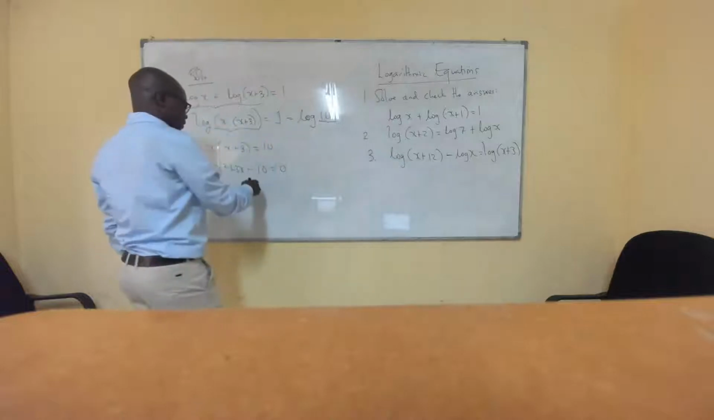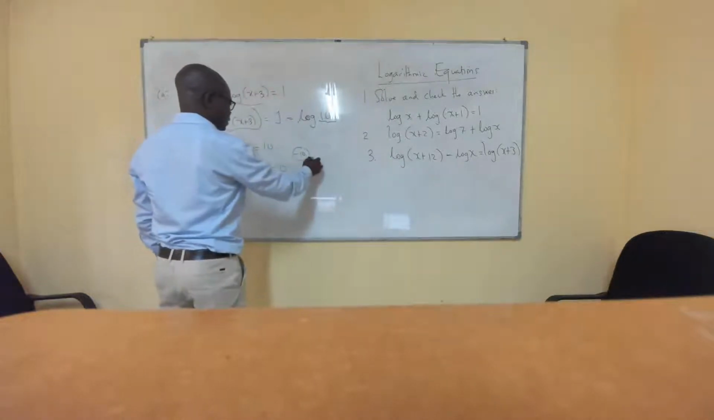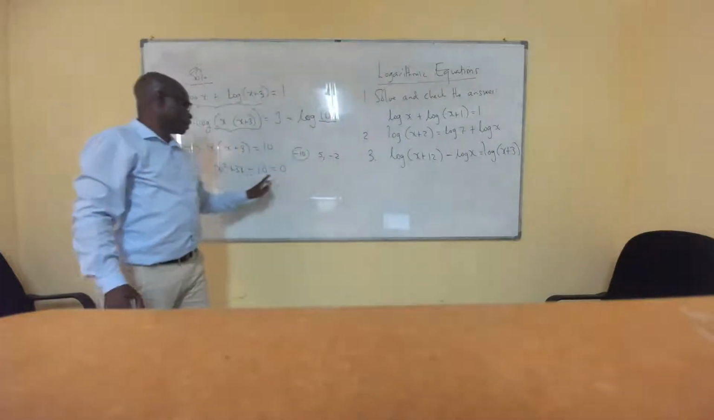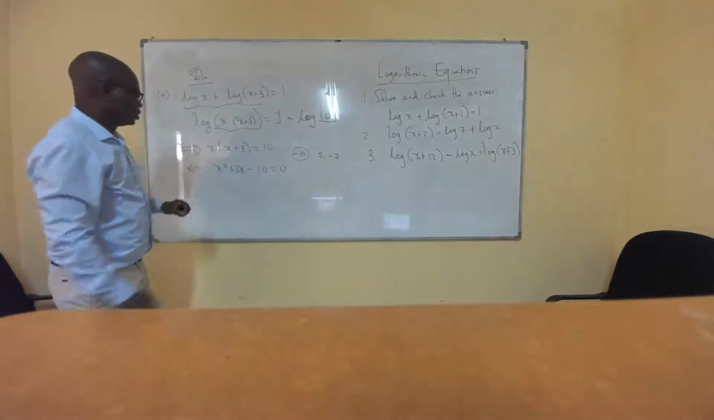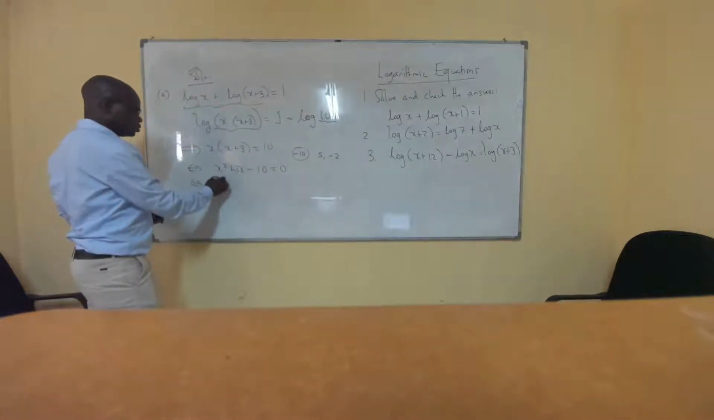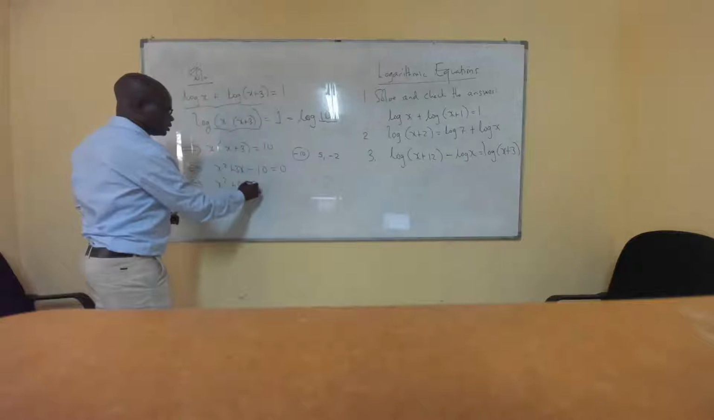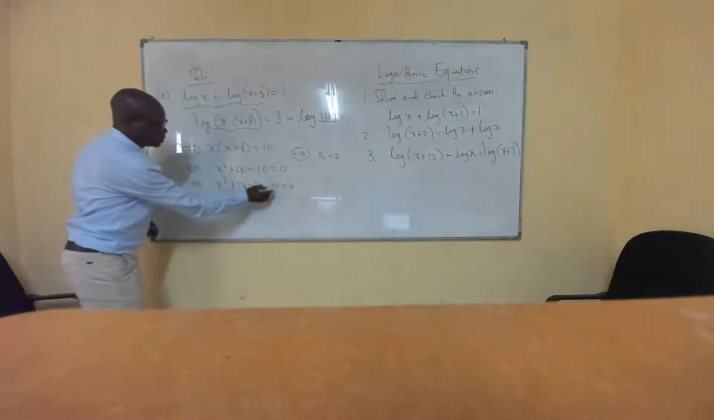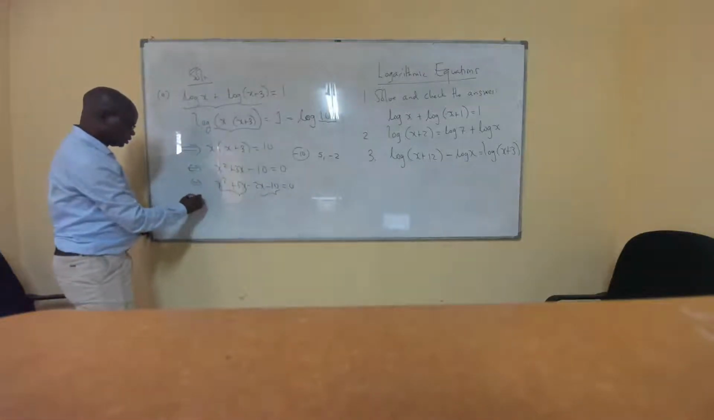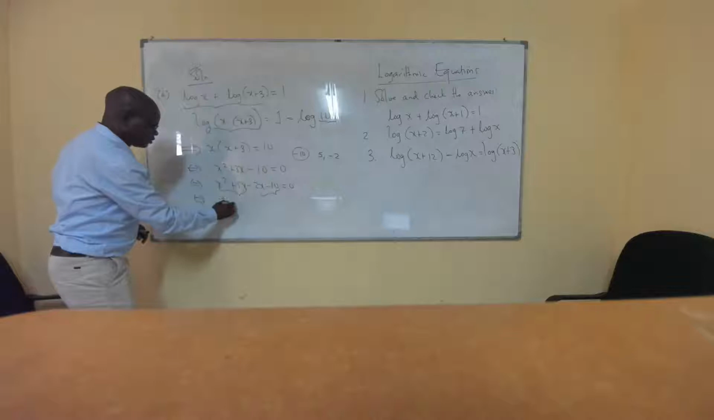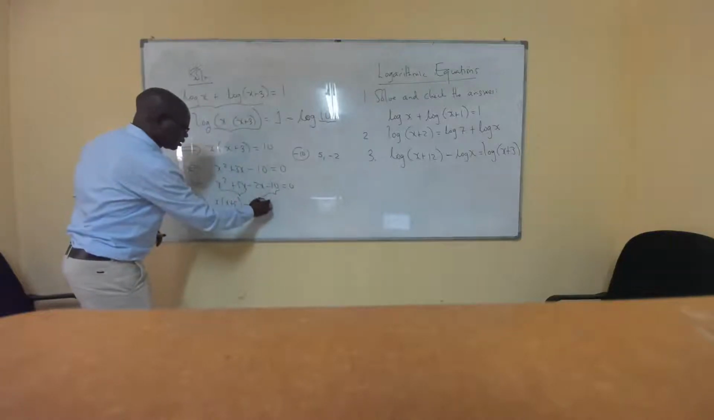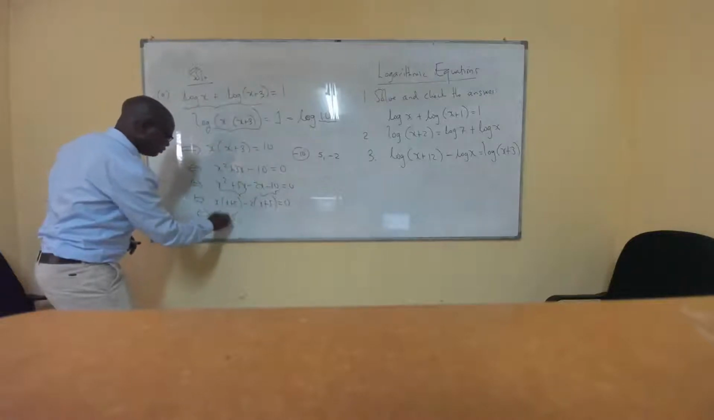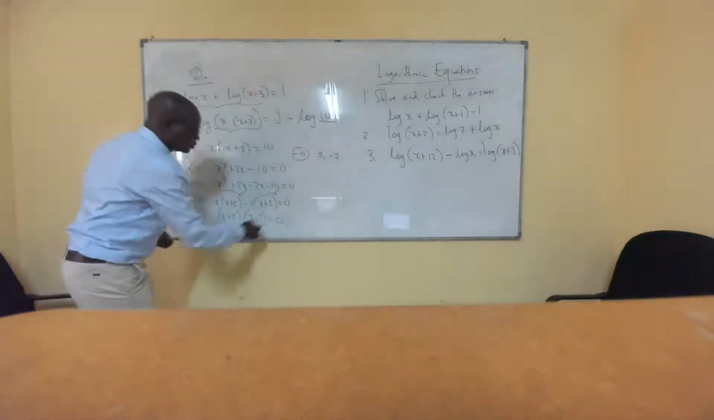So when you look at minus 10, you have 5 and minus 2. When you multiply these 2, you get minus 10. When you add, you get 3. So I can write this as x squared plus 5x minus 2x minus 10 equals 0. Then I can factorize in pairs. So if I do this, I get x times (x plus 5) minus 2 times (x plus 5) equals 0. So this will be (x plus 5) times (x minus 2) equals 0.